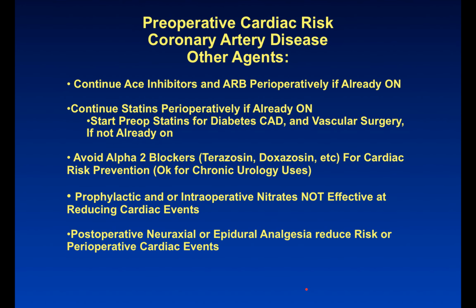Other agents, continue ACE inhibitors and ARBs if you're already on them. Continue statins perioperatively if you're already on them. And certainly start statins in someone who is not on a statin who happens to be diabetic, have known coronary disease, or is having vascular surgery. Avoid alpha-2 blockers. These are the prostate drugs, terazosin, doxazosin, etc., for cardiac risk prevention. They are okay to continue if they're being used for urology.